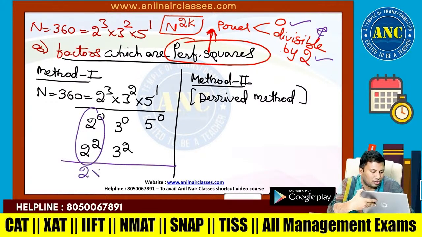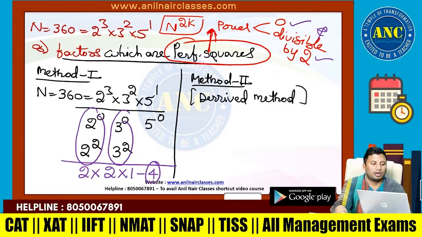Here there are 2 cases. Here there are 2 cases. Here there is 1 case. 2 into 2 into 1. The answer for this question is 4.